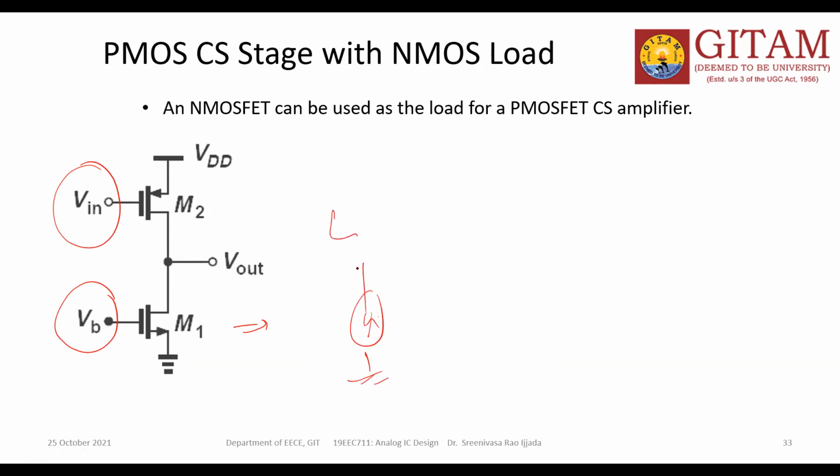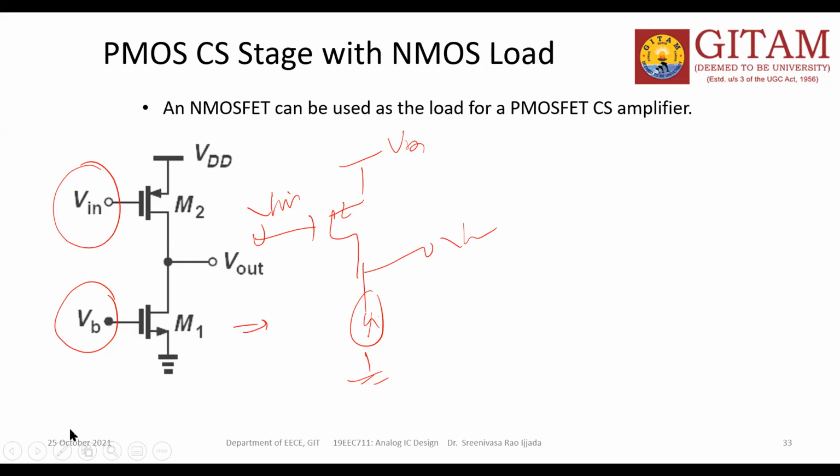Okay, and this device will do the operation. Input is applied to this one, and you can collect the output here like this. This is the difference. So an NMOS can be used as the load for PMOS. Yes, you can use either this or that.